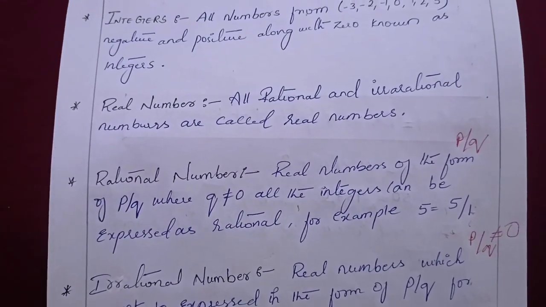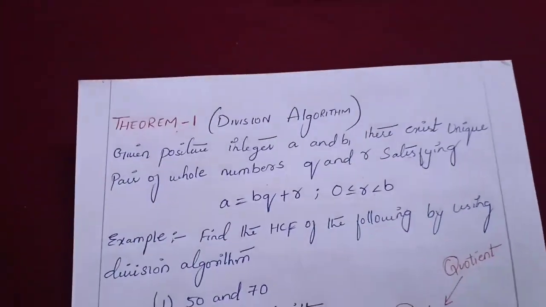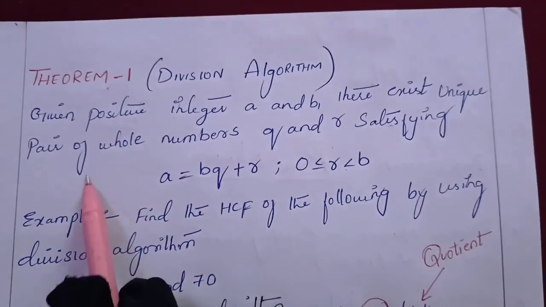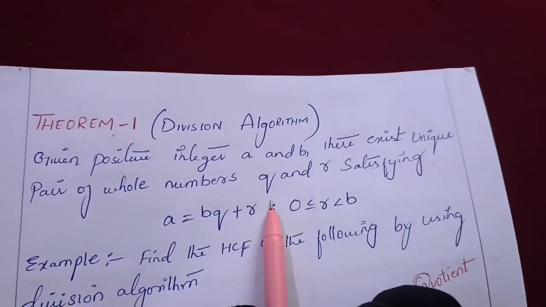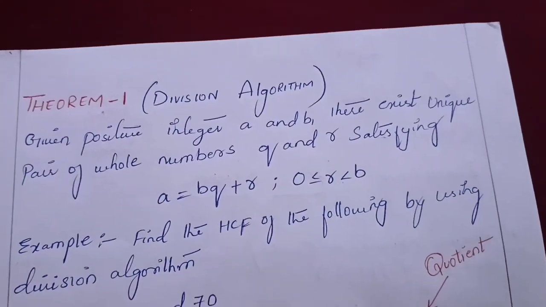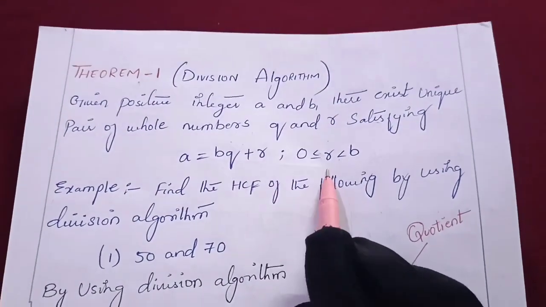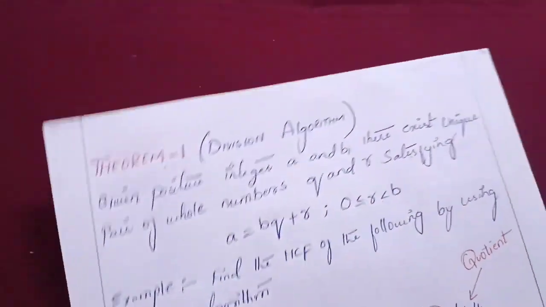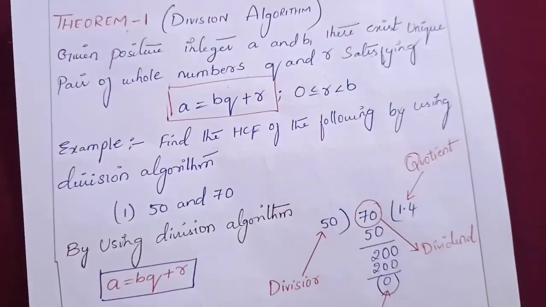Now coming to the theorem. Theorem number 1 in this chapter is all about the division algorithm. In this theorem, the given positive integers are a and b. There exists a unique pair of whole numbers q and r satisfying a equals bq plus r, where 0 is less than or equal to r is less than b. This is the most important formula which we are using in the entire chapter. Okay, have you understood?